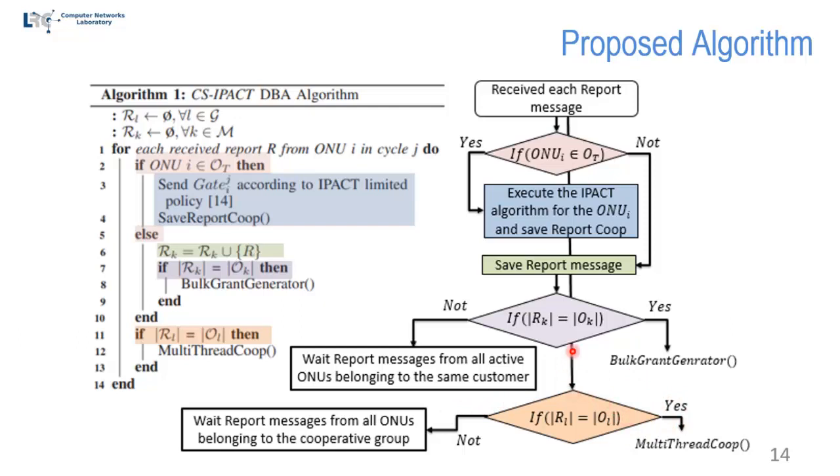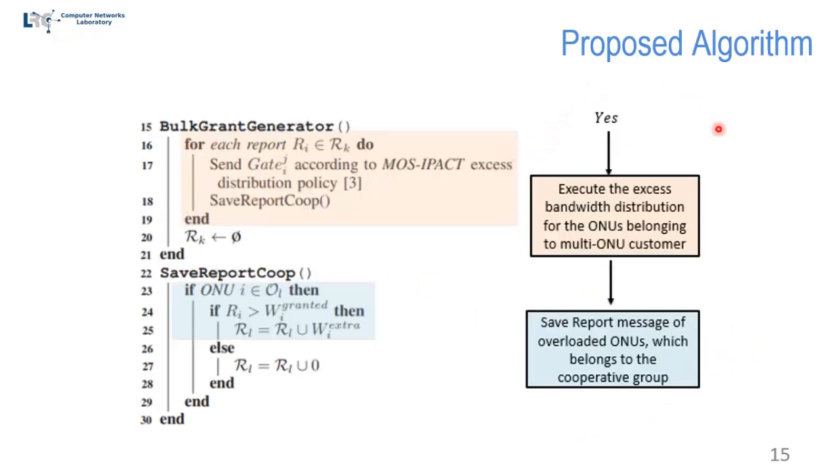When the OLT has already received all report messages from ONUs of a multi-ONU customer, the bulk-run generating function is employed. Then it executes an excess bandwidth distribution algorithm for the ONUs belonging to a multi-ONU customer. In this way, the total excess bandwidth of underloaded ONUs belonging to a given multi-ONU customer is distributed among the overloaded ONUs belonging to the same customer on a per granting cycle basis. Now, if the report message comes from overloaded ONUs which belong to a cooperative group, the report is stored for a second round of bandwidth distribution.